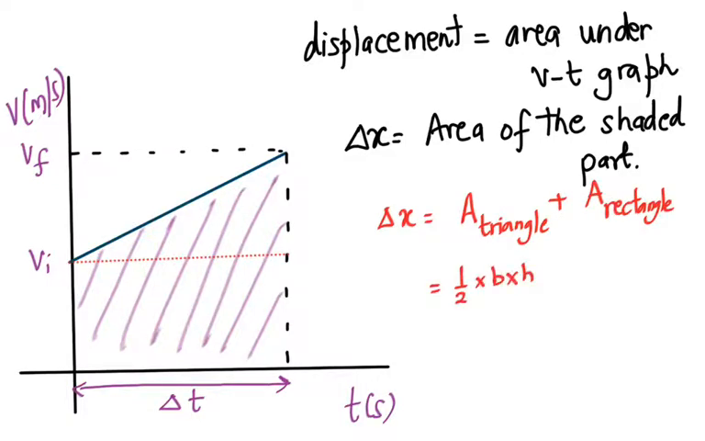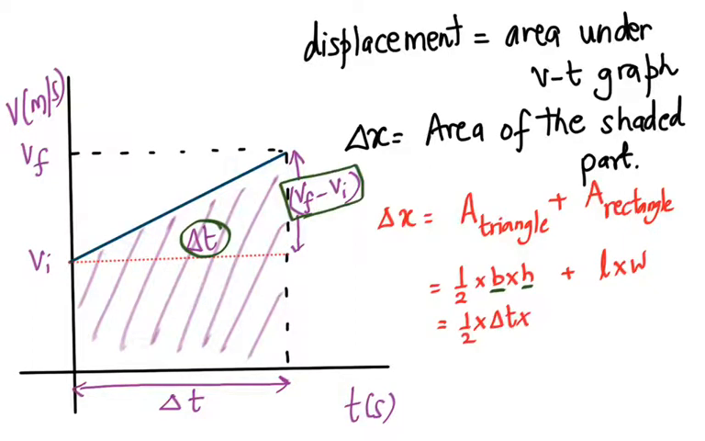From mathematics again, we know that area of triangle is half base into height and area of rectangle is length into width. So let's check what is the base of the triangle. It is delta t, and the height of the triangle is vf minus vi. Be very careful, the height of the triangle is not vf, but it is vf minus vi. So we substitute that into our equation to get the area of triangle.